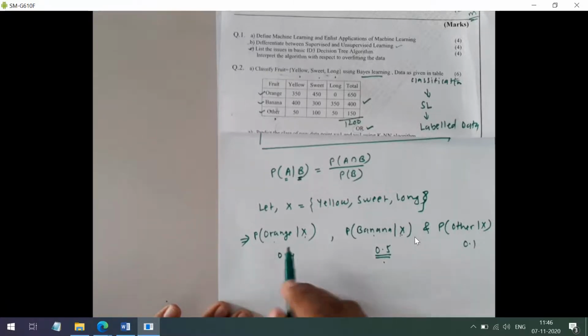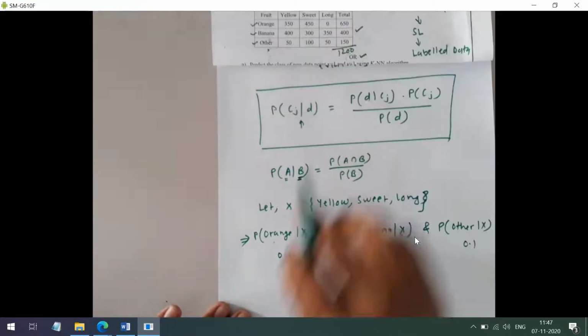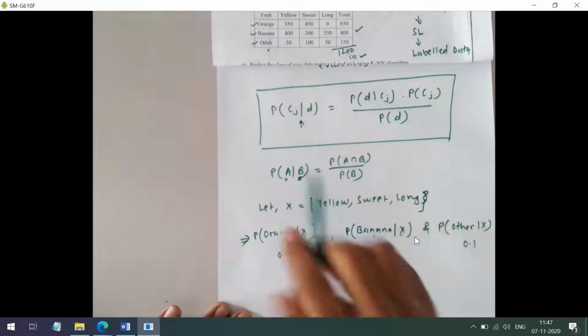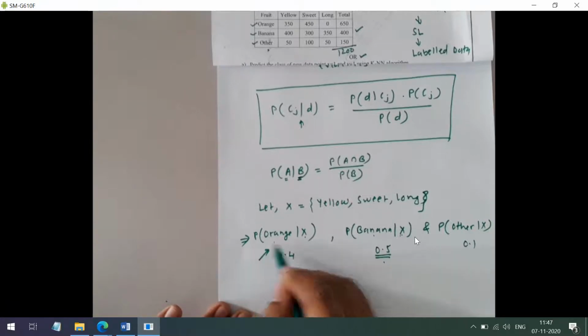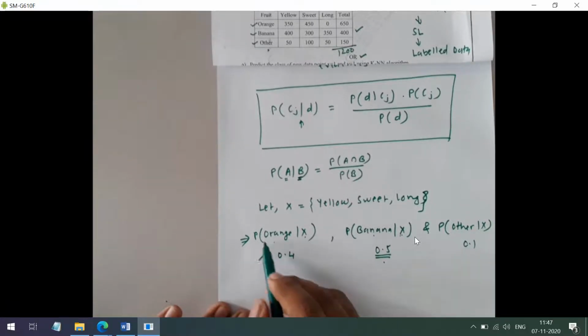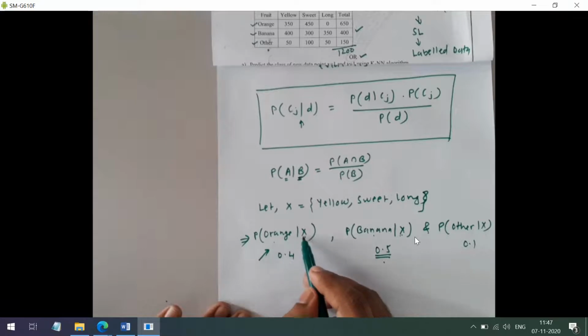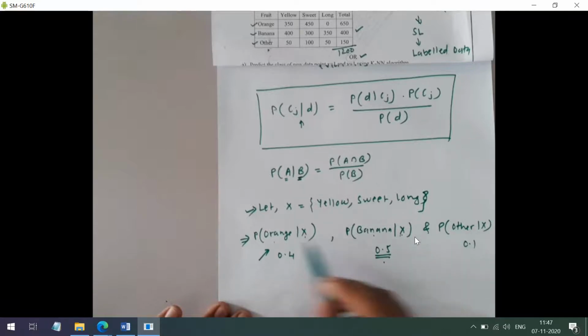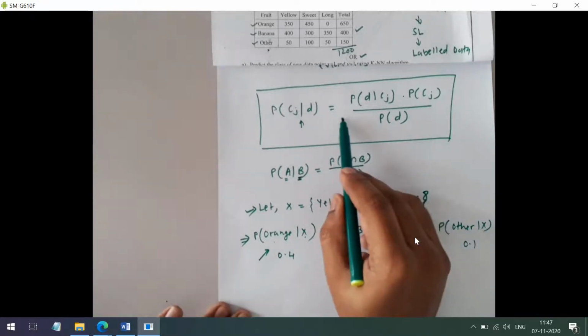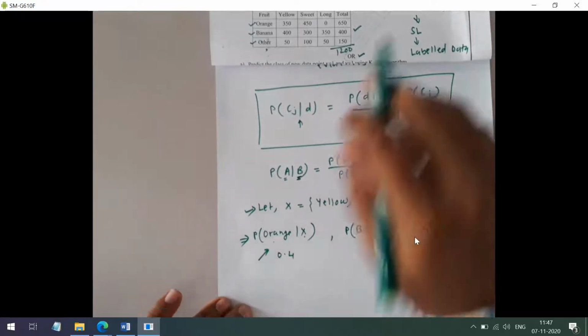Now is it clear to you? For finding this value we are going to use the equation of the Bayes classifier, this one. Why? Because we cannot determine this probability directly. What is the meaning of this? Probability of orange given X has occurred, right? But this event has not occurred. That's why we cannot determine this probability directly, and we have to use this equation. So let us start.